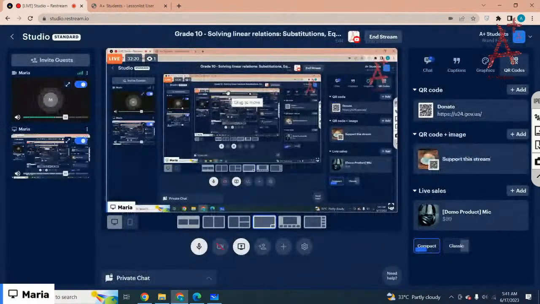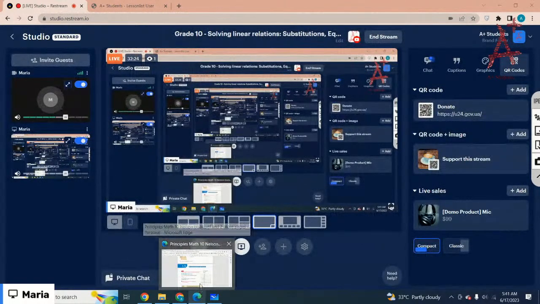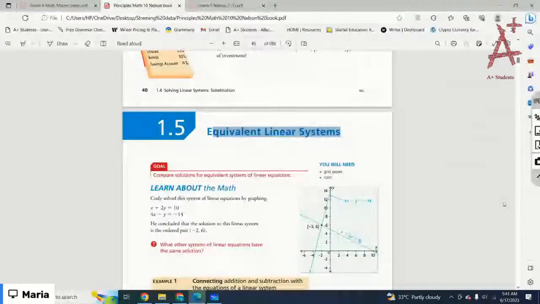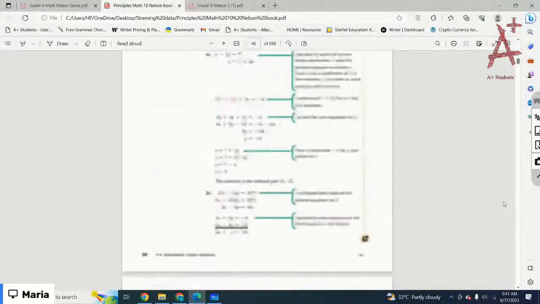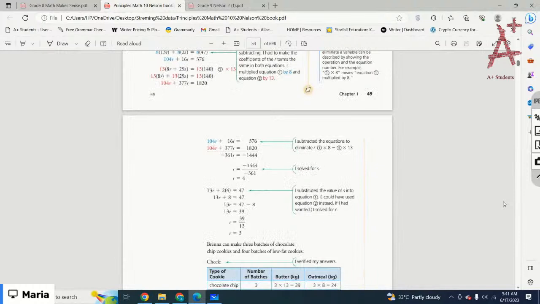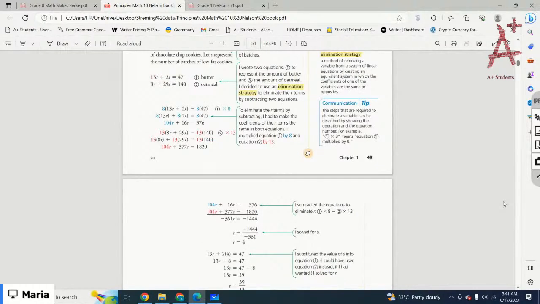If you need more help with the lesson, you can contact any tutor on Skype. They are available from Monday to Friday, 5 to 8. So from the next session, we're going to start with the next lesson, that is solving linear systems by elimination. Got it? For today, we are done with 1.4 and 1.5. Got it?